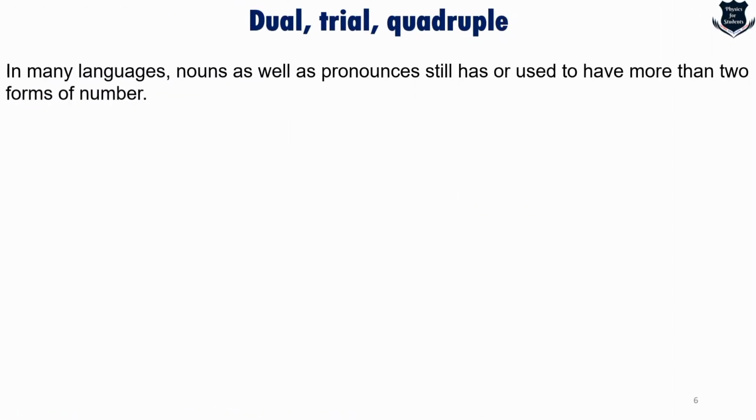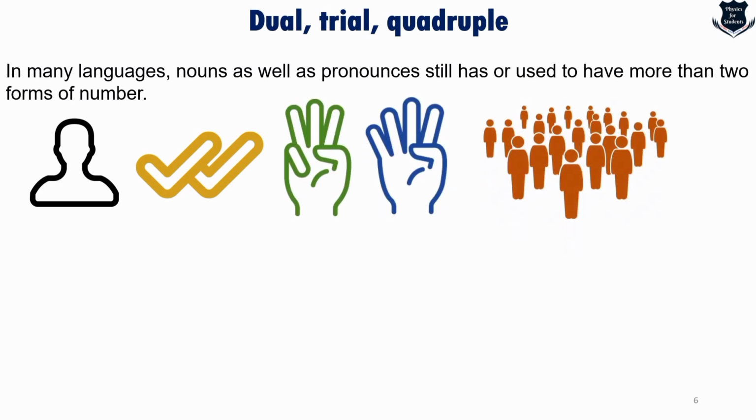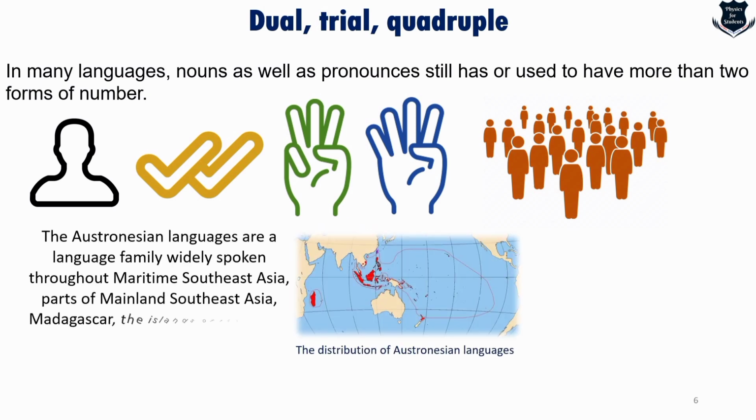So we now move on to something which we call dual, trial, or we can say 3 numbers, sometimes told as trinal, and then into quadruple. In many languages, nouns and pronouns had or still have more than 2 forms, in some cases up to 5. For example, singular, dual, as you can see here, trial or trinal, quadruple, and it gets into plural. So trial and quadruple forms are today found nearly exclusively in what is called an Austronesian language, which means it is spoken mainly in Australia, Polynesia and Melanesia.